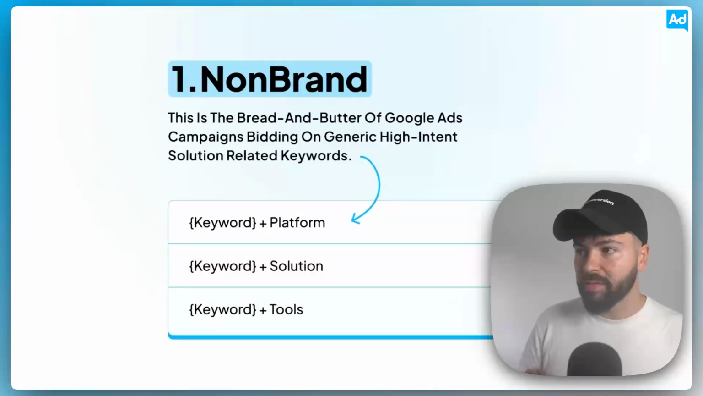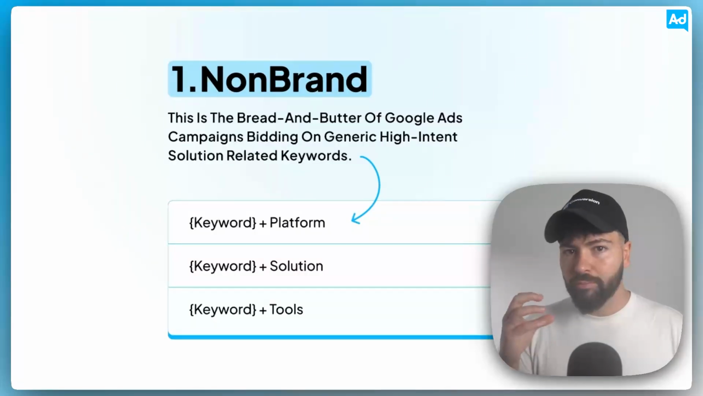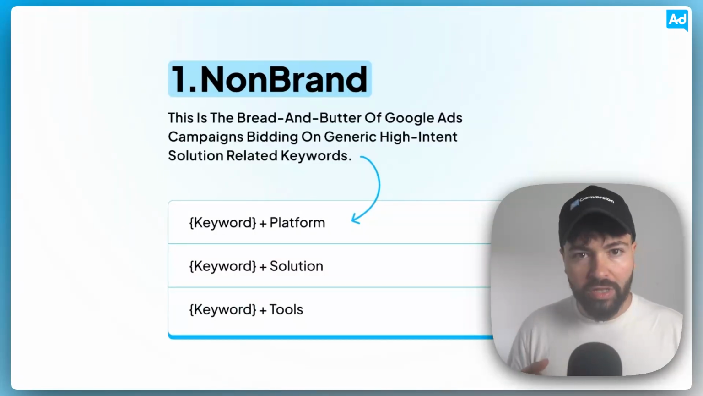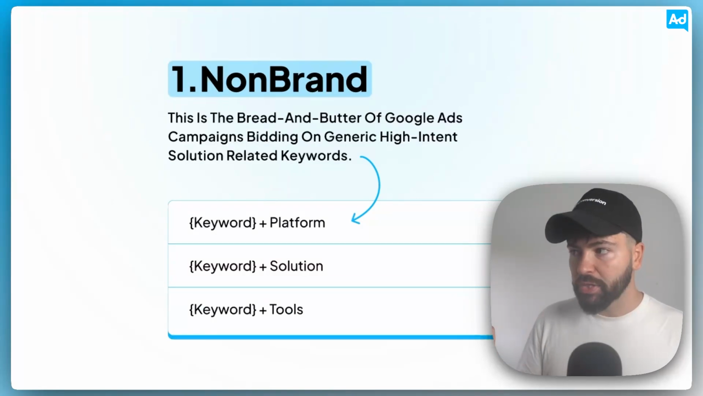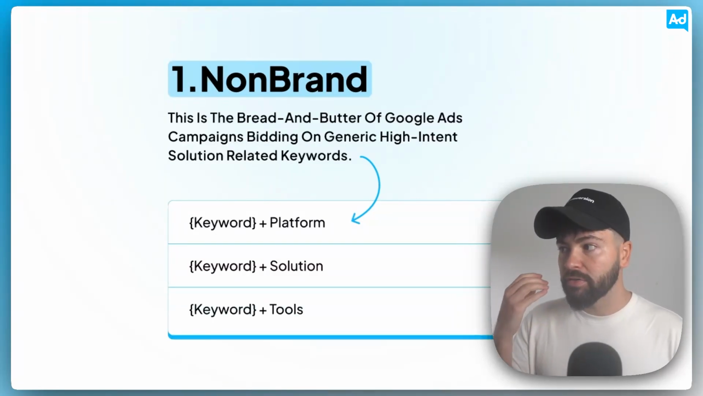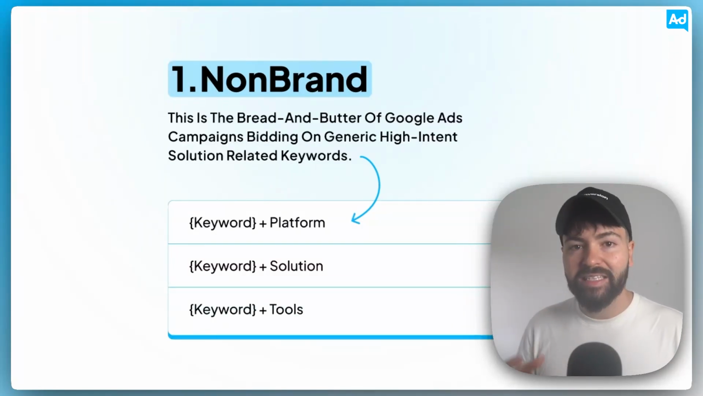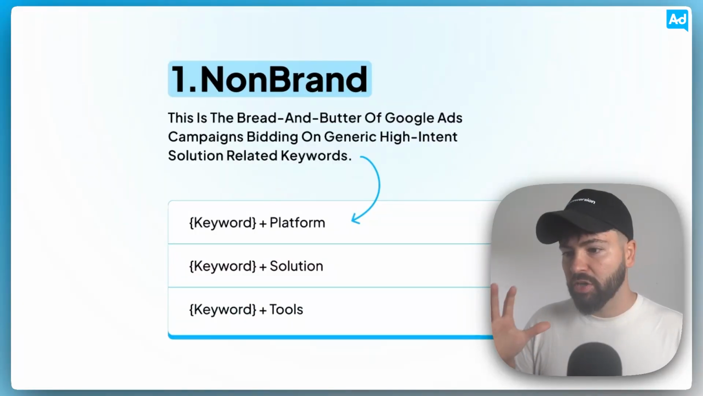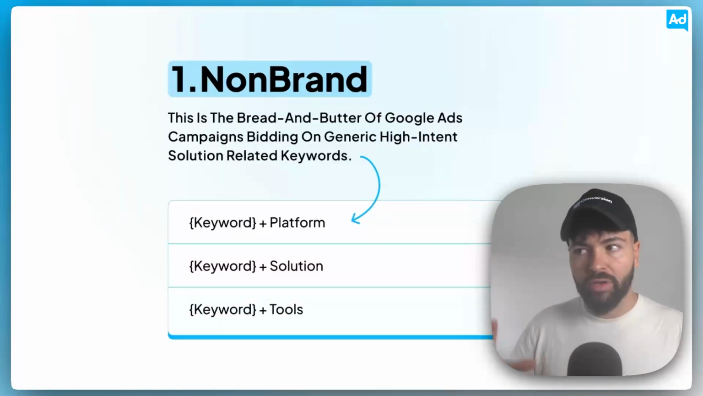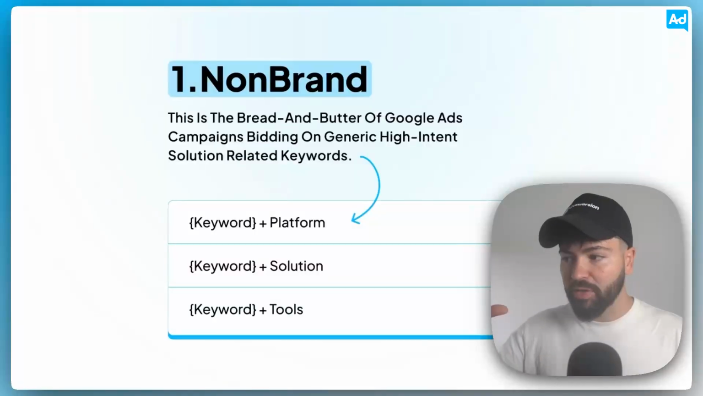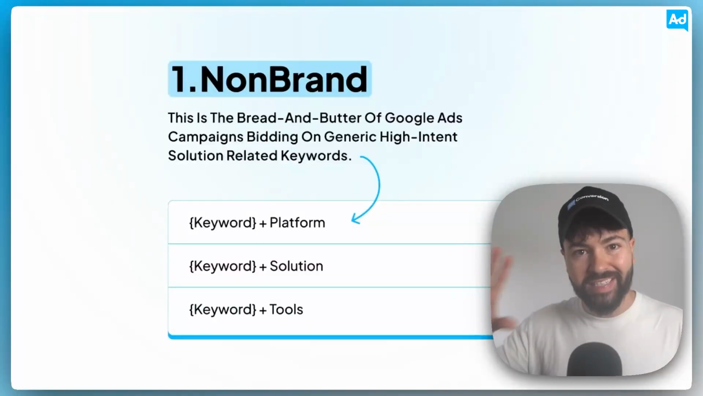Okay, the first one is non-brand. So non-brand campaigns, this is the core bread and butter. When people think Google ads, they think non-brand. Whether they've made the association to this word or not, this is what they're thinking about. And essentially, it is about bidding on generic, high-intent, solution-related keywords. So for us, we work in the SaaS industry and B2B, so most of the examples we use will be from a SaaS perspective.